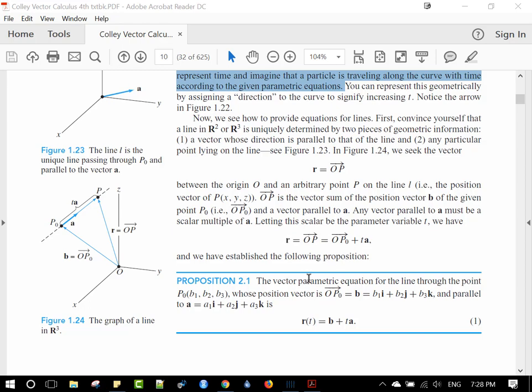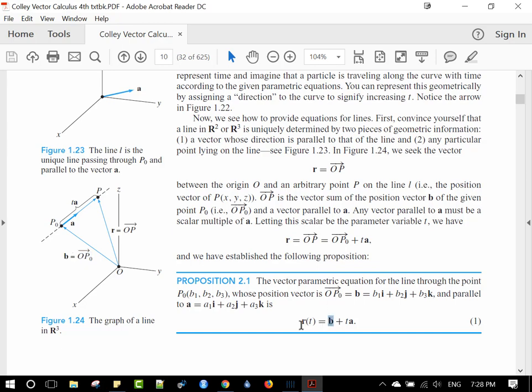The vector parametric equation, so it's a vector equation because it has r and A, and it's a parametric equation because it has a t. So the vector parametric equation for the line through the point P0, whose position vector is OP0, which is equal to B, and parallel to A is written like this. So instead of OP0, we'll write B.